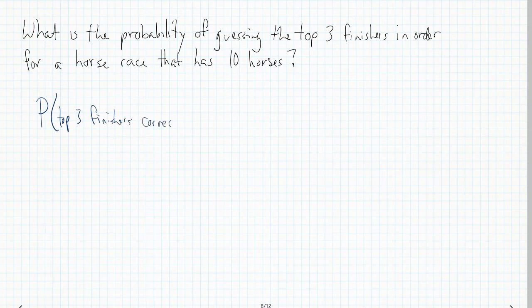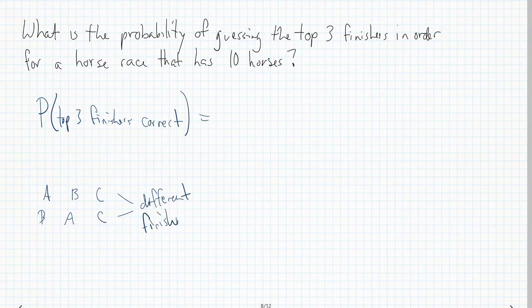Correct. So notice if you picked, let's say, your horses are Alice, Bob, and Chan, right? Notice that would be different here than Bob, Alice, and Chan, right? That's a different sort of scenario. So these are going to be different in terms of our possibilities. These are different finishes, and we're going to keep that in mind with what's going on here.